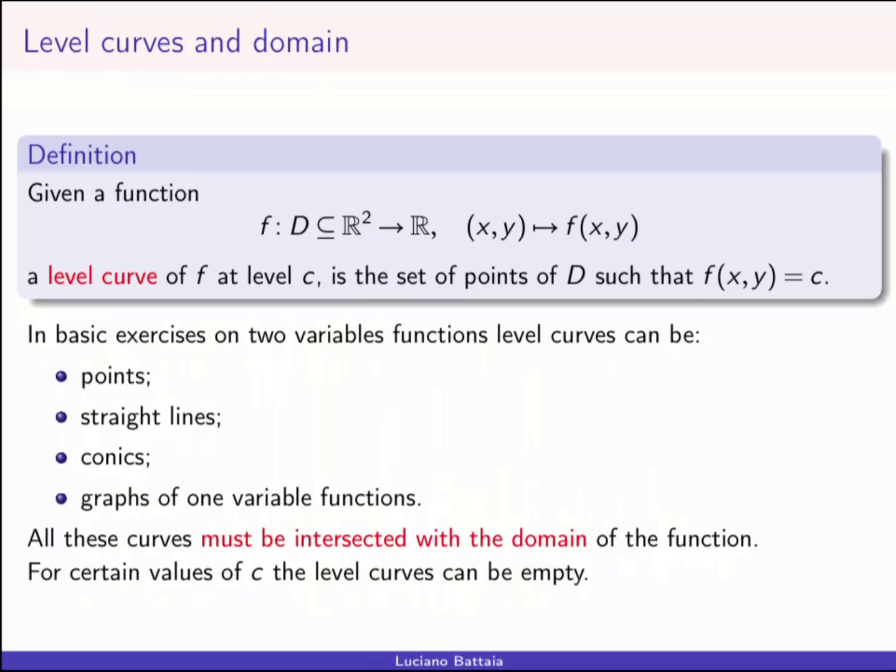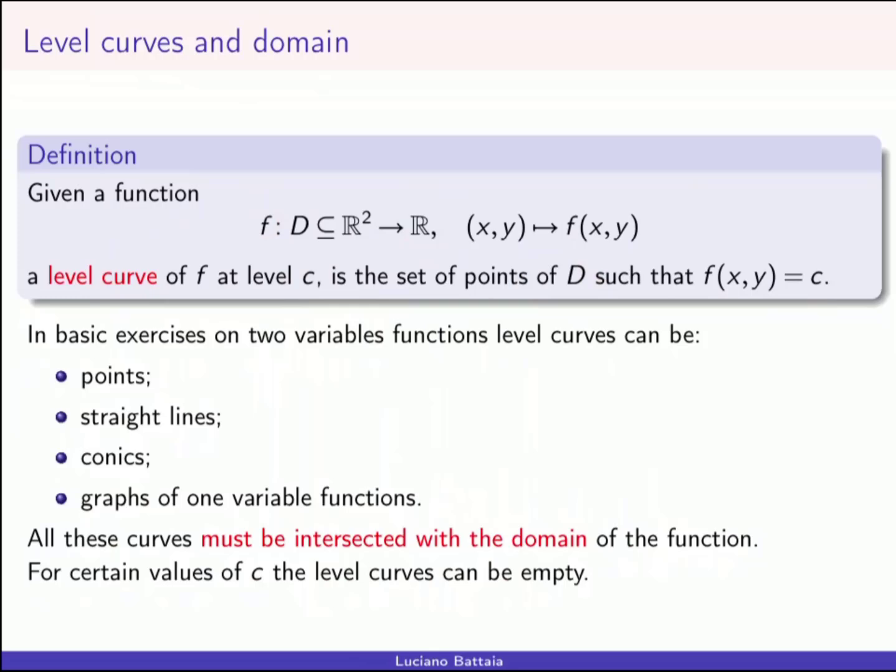Let us begin this collection of exercises on level curves with a recap of the definition of what level curves are. Given a function f defined in a domain D of the Cartesian plane and with values in R, that is a real function of two real variables, a level curve of f at level C is the set of points of D such that f(x,y) is equal to C. We point out the fact that the level curve must be a subset of D.